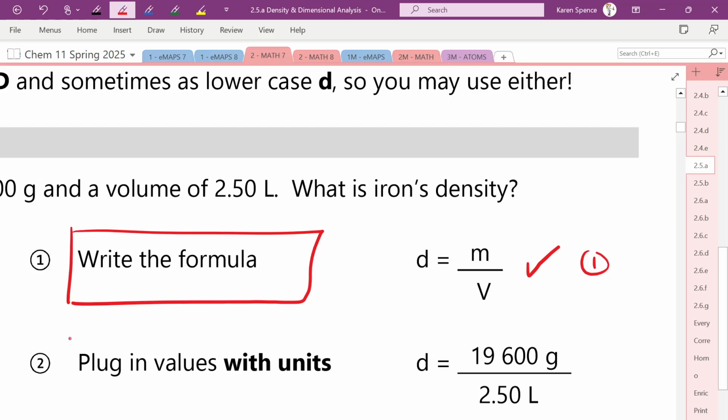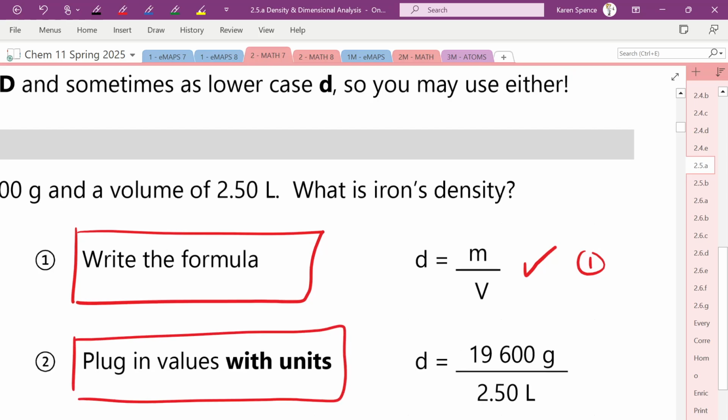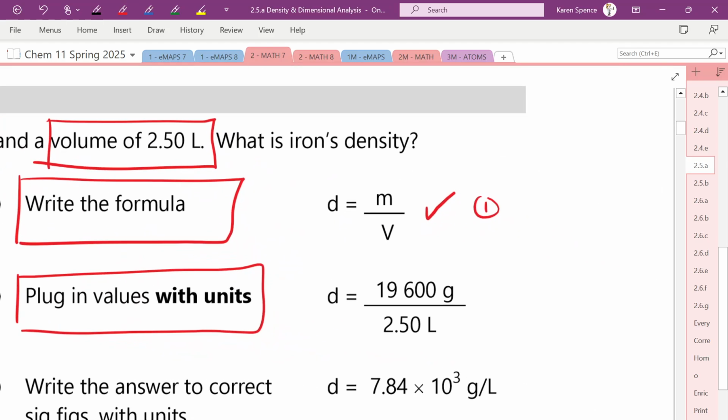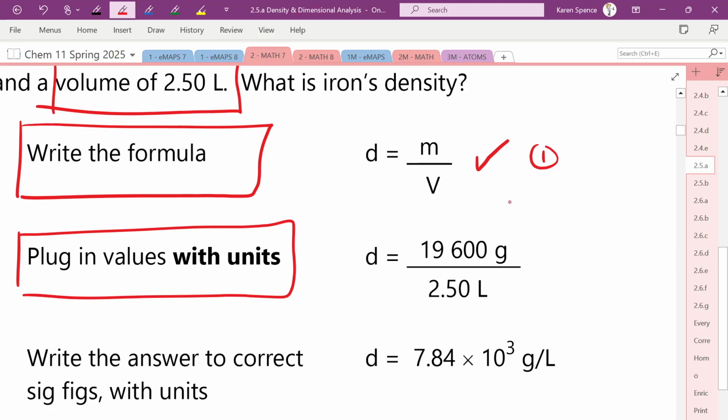You need to plug in the values from the question. So in this case, we are told that an iron bar has a mass of 19,600 grams, and it has a volume of 2.50 liters. So we plug in, instead of mass, we write down the actual mass with the unit, and then we plug in the volume with the unit. So that's going to be worth 1 mark. You'll only get a half if you don't put in your units. Okay.